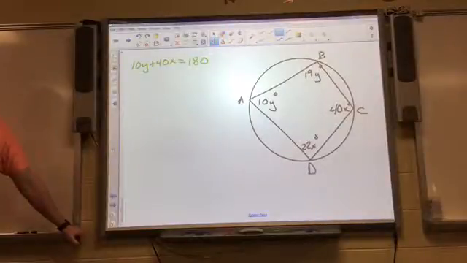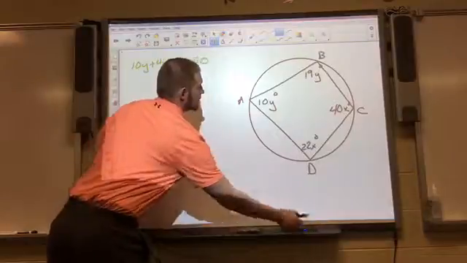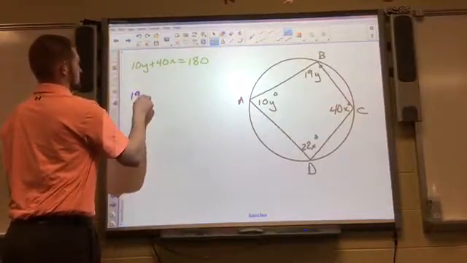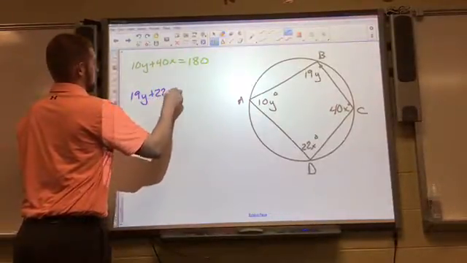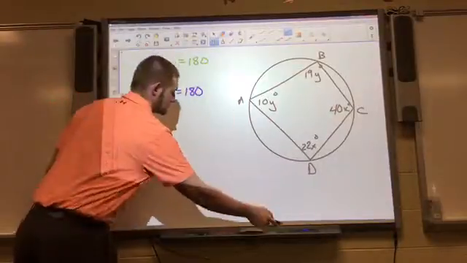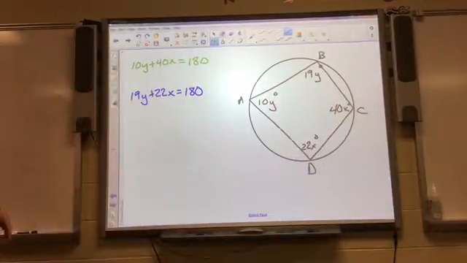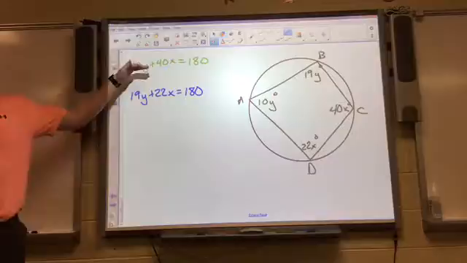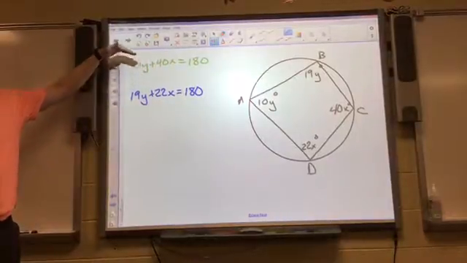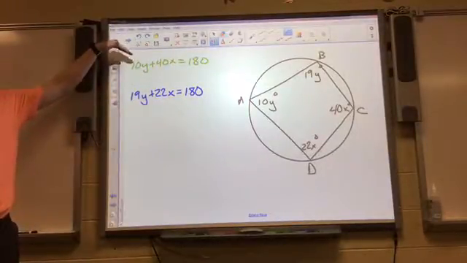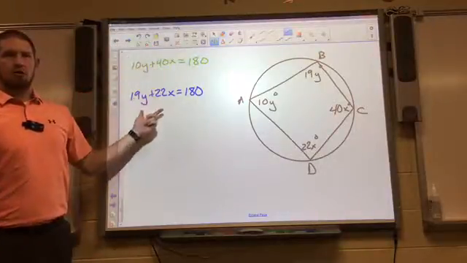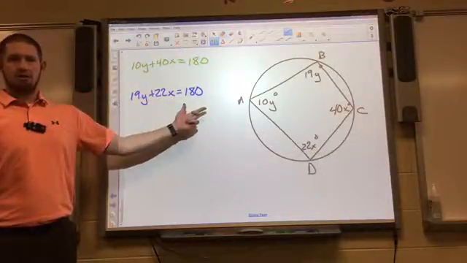Is there another one I can set up, Seth? 19y plus 22x equals 180 degrees. Now back to what Jacob told us. This is a problem because like he said, the opposite angles have different variables. When I set this up, I have two variables in one equation, right? And I have two variables in this equation.